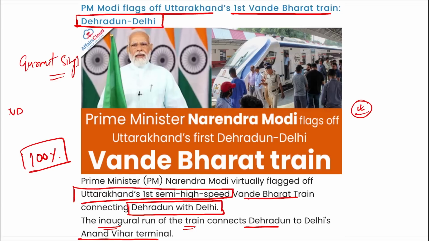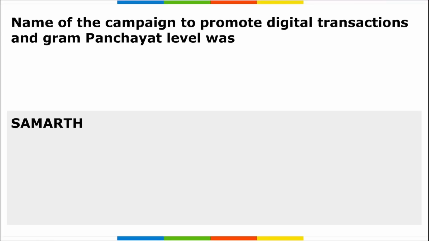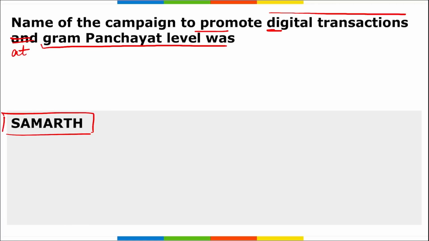Next is the name of the campaign to promote digital transactions at the Gram Panchayat level. An initiative was launched to promote digital transactions at the Gram Panchayat level. What is the name of that campaign? SMRUT Campaign. This was launched to promote digital transactions in 50,000 Gram Panchayats. And this was named SMRUT under Azadi Ka Amrit Mahotsav.